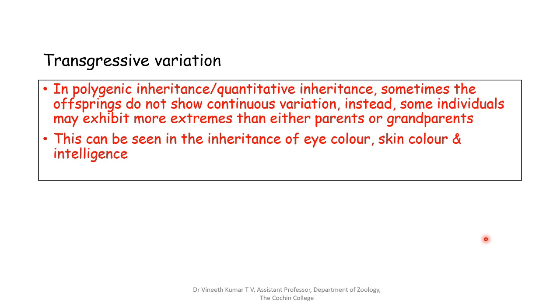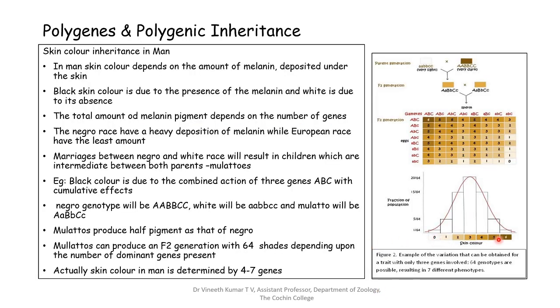So in polygenic or quantitative inheritance, sometimes the offspring do not show a continuous variation, as discussed in polygenes. Some individuals may exhibit more extremes than either of the parents or grandparents. That means when we explained polygenes, we said that they have a gradation that will be limited by the shades of the parents or grandparents. If you take this column, the previous one, you can see that this is the limit that we have set, and this limit is that of the parents or the grandparents.